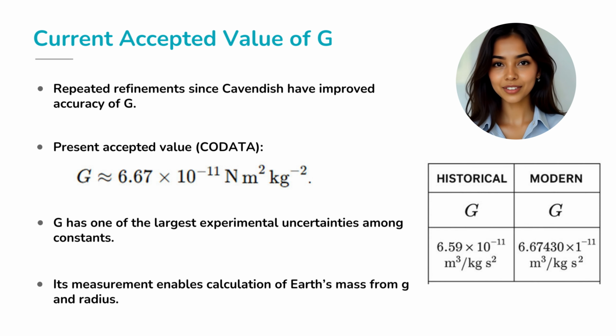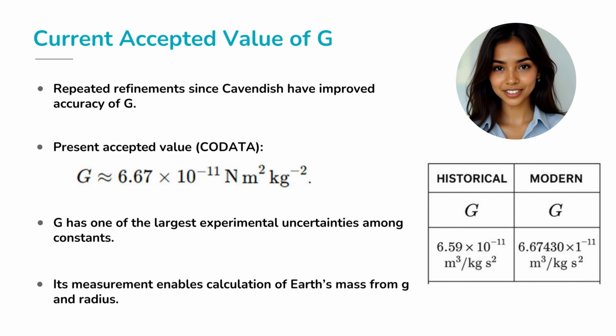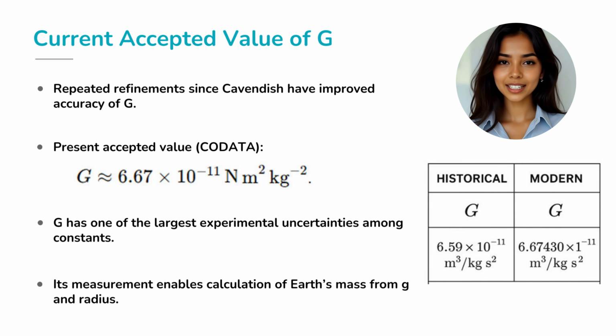Today, the accepted value of the gravitational constant is 6.67 times 10 raised to the power minus 11 Newton meter squared per kilogram squared. Interestingly, G remains one of the least precisely known constants in physics. Its uncertainty is still larger than that of other constants like the speed of light or Planck's constant. But despite this, knowing G allows us to calculate the mass of Earth, the Moon, and even distant planets. Without G, our understanding of celestial mechanics would be incomplete.